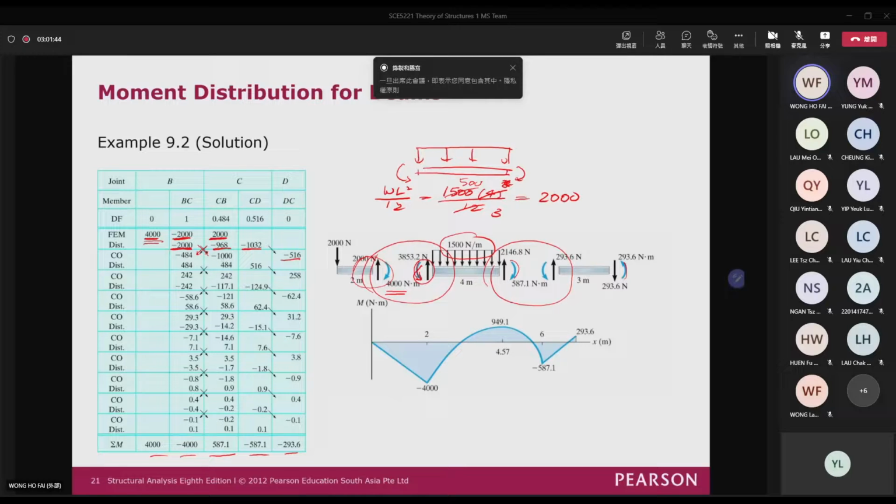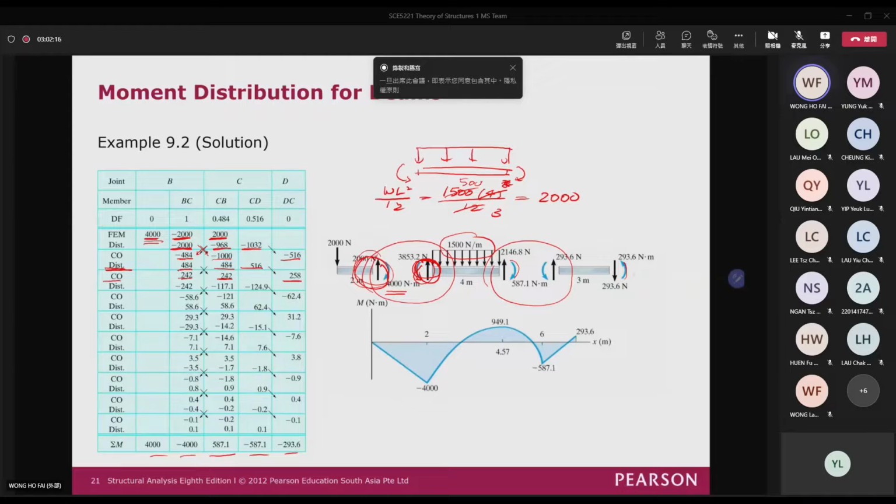So here, again, for this moment, you will distribute among the joint C. But for the BC side, as I mentioned, it will not distribute the moment to the hanger. So all the moments will remain here. It balances itself. And then afterward, this is the distribution among the joint, and then you carry over again 50% to the other side.